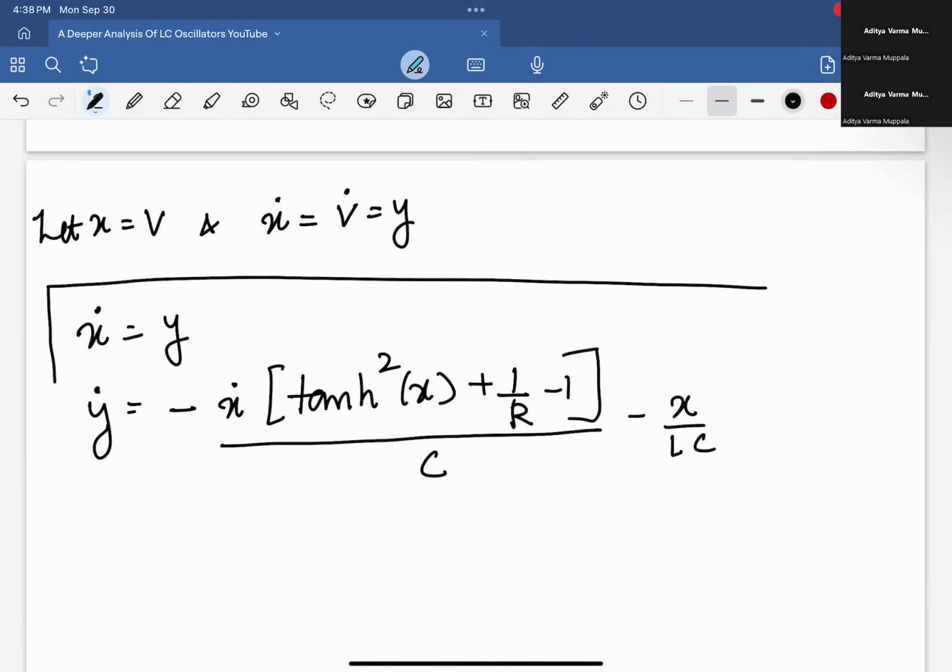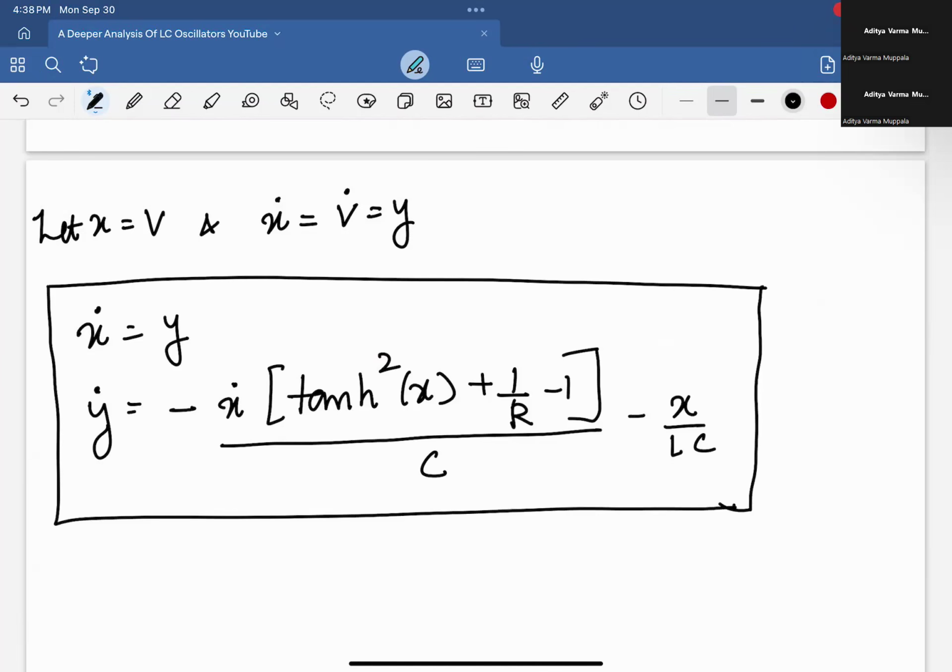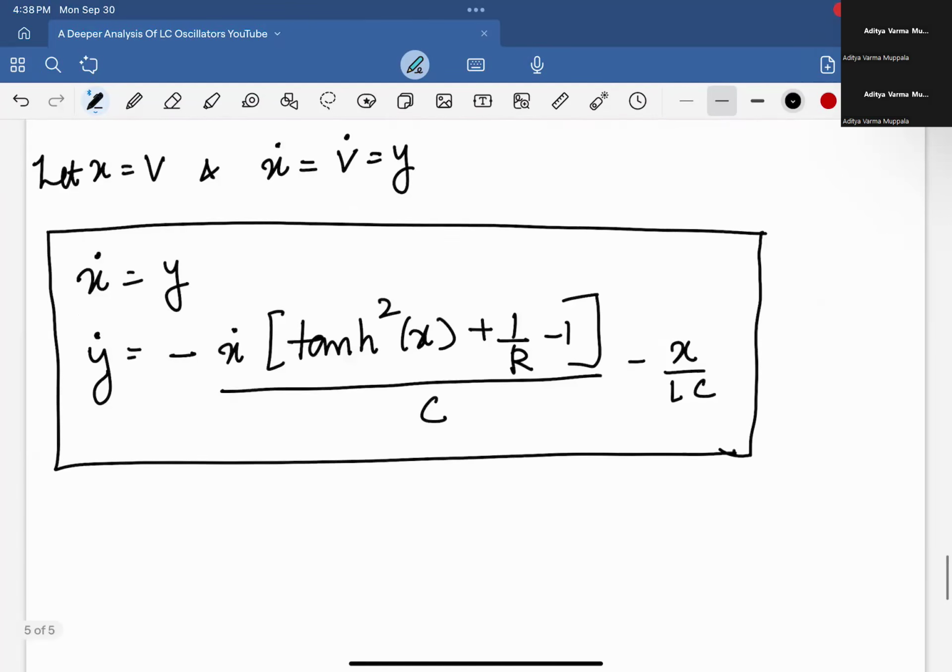Right, so there we have it. We have our two coupled first order differential equations, and we will use these in future videos, when we go deeper into oscillator theory, to analyze them. Now that we have these equations, all we have to do is plot the phase portrait, or the phase plane, or the state space, whatever you want to call it, and see if we find a limit cycle, right? So let me actually do that.